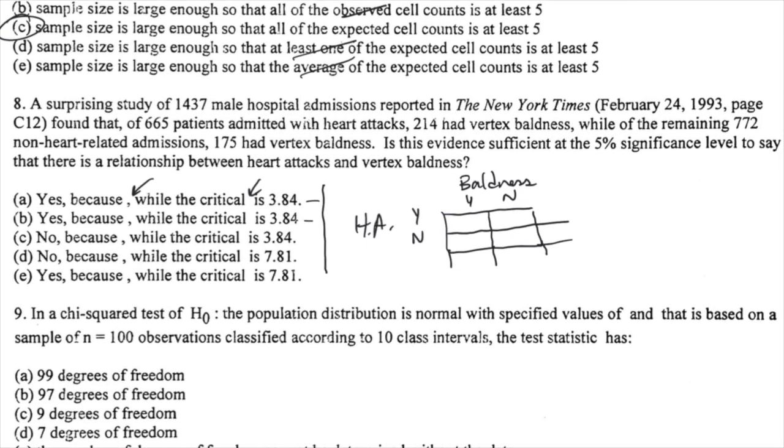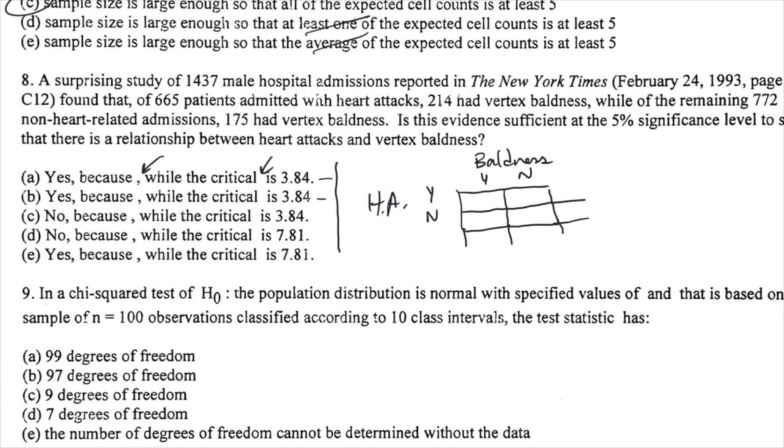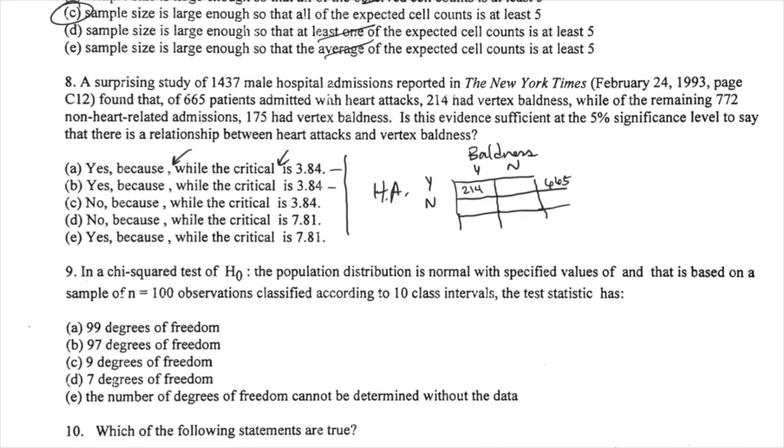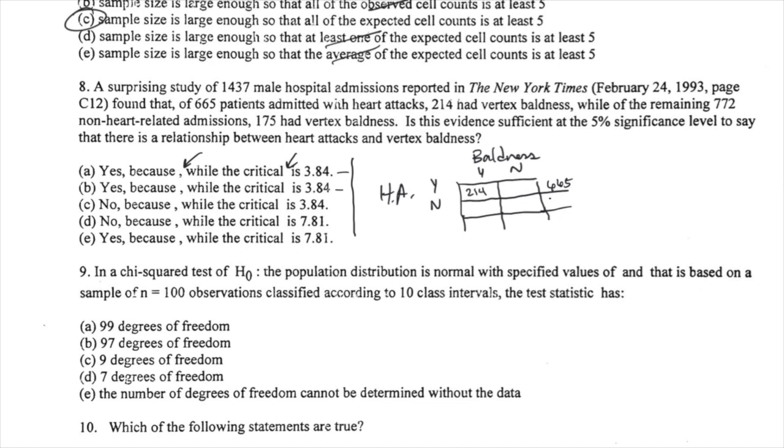Okay, it says that 665 patients are admitted with heart attacks, right? So heart attacks, yes. So this is going to be 665. And 214 of those had baldness. While the 772 non-heart, right? So 772 here, and that 175 had baldness. 175. Is it evidence at the 5% alpha level that there exists a relationship? We're using a chi-squared test for independence.